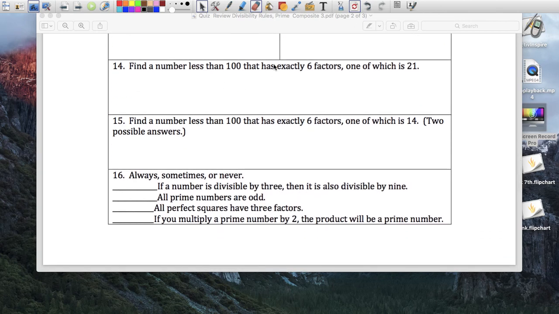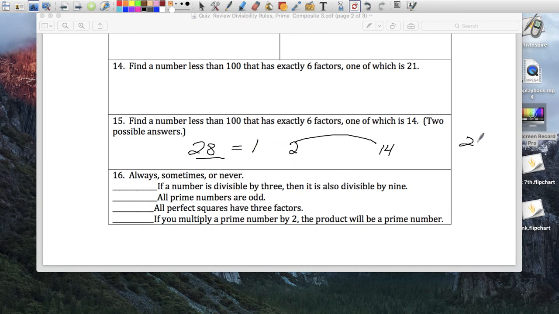Okay, find a number less than 100 that has 6 factors, one of which is 14. Again, there is a number here that has a bunch of factors, and one of them is 14. So 14 is going to pair up with someone, right? Let's pair it up with 2. If I pair 14 with 2, it means my unknown number is 28, right? Because 2 times 14 is 28. So let's see if it's true. Let's start finding all the factors.